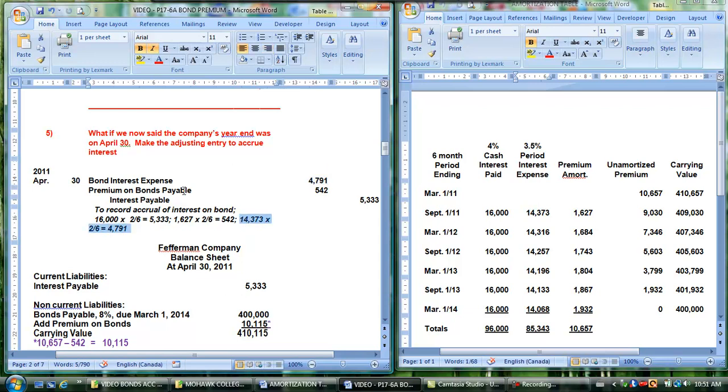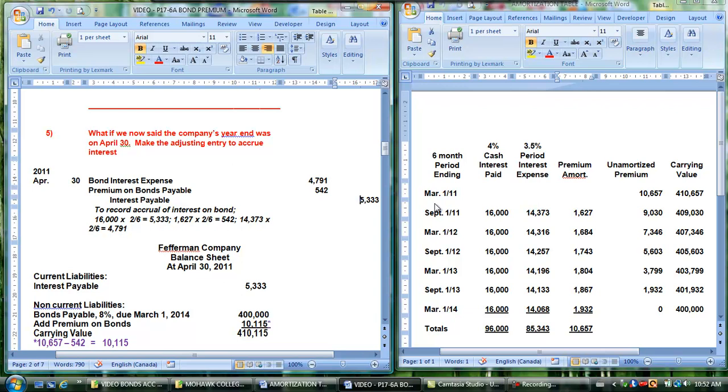All right? I only want to amortize not the whole $1,627. That's for 6 months. I only want it for 2 months. So I'm going to allocate that over 2 months to get $542. And I'm going to debit the premium because I'm amortizing it. And now I'm not paying any interest out yet, but I'm just accruing it or setting it up to be paid when we make the next interest payment, which would be September 1st, 2011.